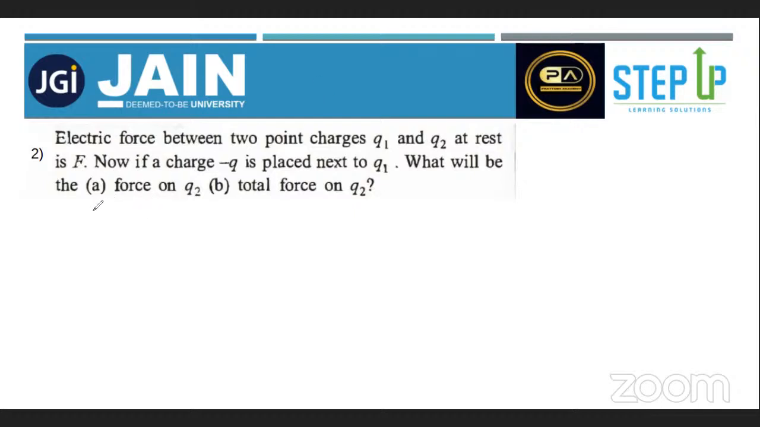They're asking about the electric force between 2 point charges Q1 and Q2 at rest, which is F. Basically, first, F is equal to K Q1 Q2 by r square, assuming the distance is r. Now if the charge minus q is placed next to q1, this was q1, this is q2, in between these, you can bring the charge next to q1 on this side or this side, anytime. Putting it here.